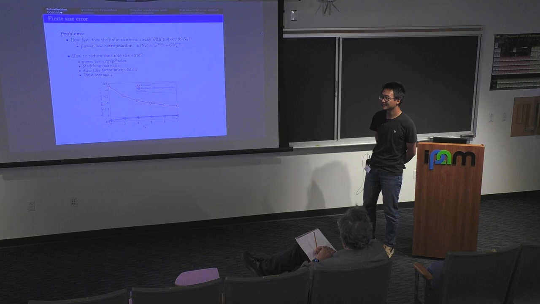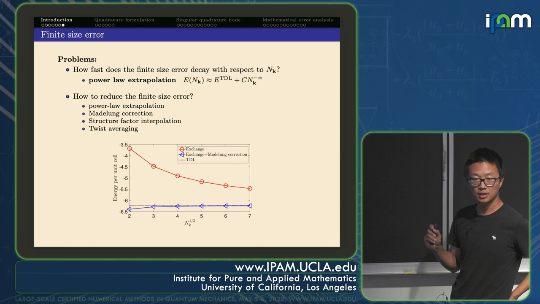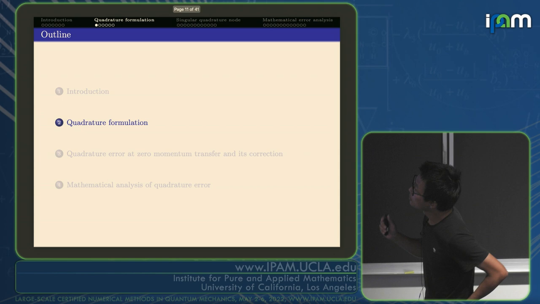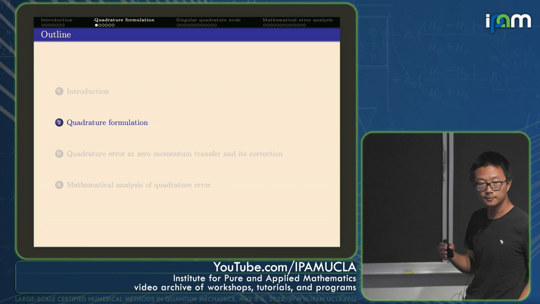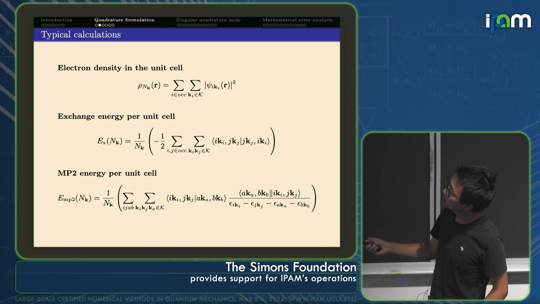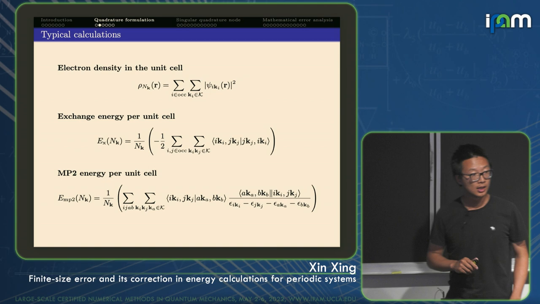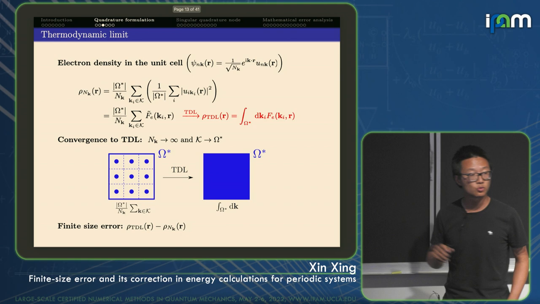So next, I will move on to these two particular calculations, the exchange energy and MP2 energy calculations. First, I will talk about how we can rewrite the finite size errors in these two specific calculations into a numerical quadrature form. Here is a list of the calculations, the electron density, exchange and MP2, using a finite k-point mesh. The capital K here, you sample momentum vectors Ki, Kj, Ka on this k-point mesh.